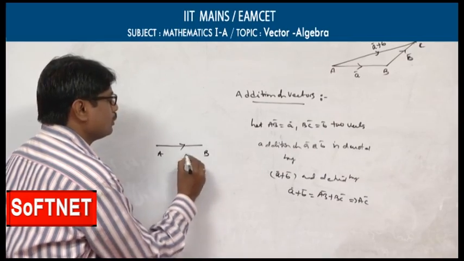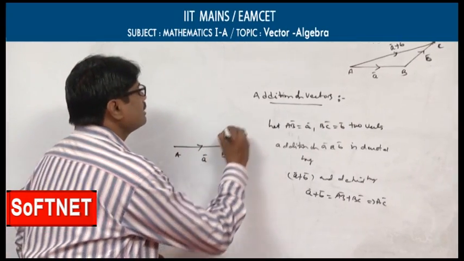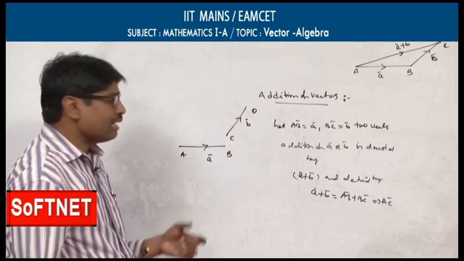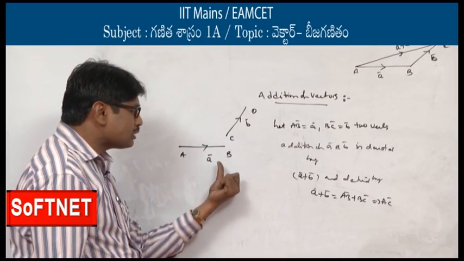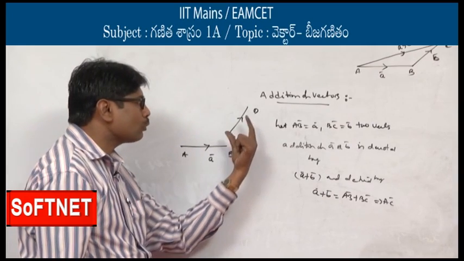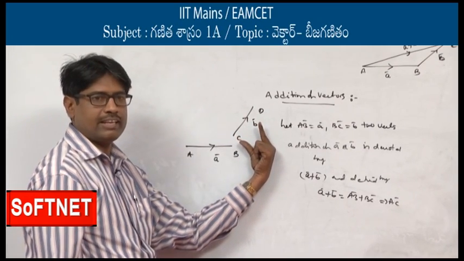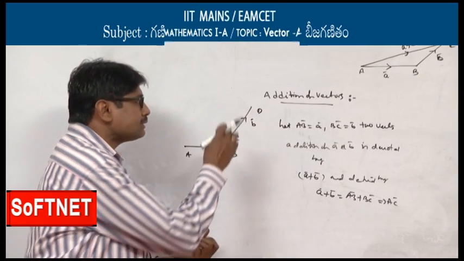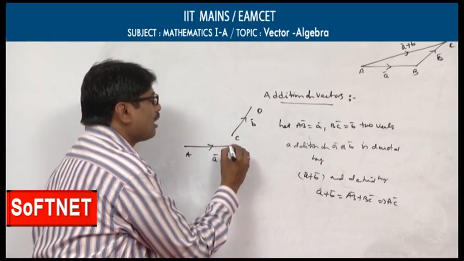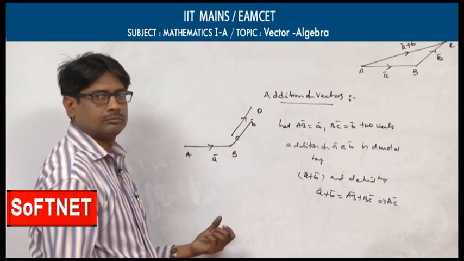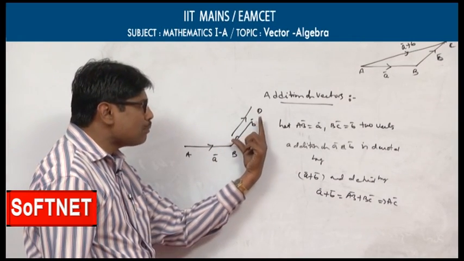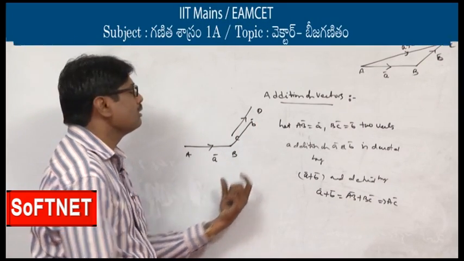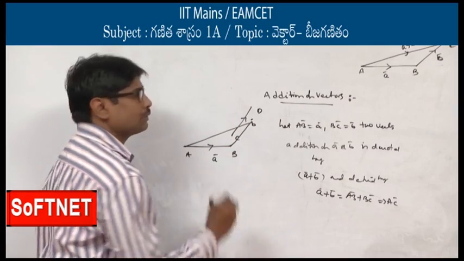AB bar is equal to A bar, CD bar is equal to B bar. Here we noticed that the first vector's terminal point is not coincident with the second vector's initial point. How to add these types of vectors? Its equivalent vector you draw here. The CD bar equivalent vector we have drawn at the point of B bar. Now the addition is possible.